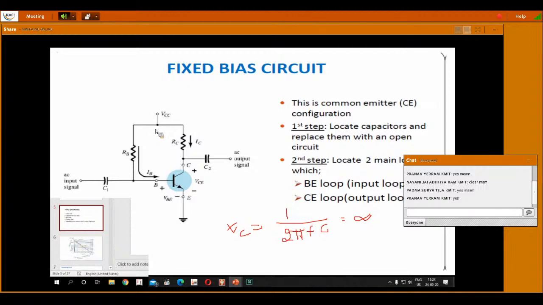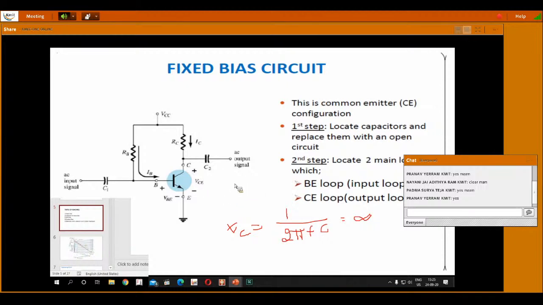So actually, in the last session, when I was explaining the CE amplifier stage, we applied VCC through RC and connected it to the collector terminal. Now in this fixed bias circuit, we have provided an RB resistor, and that RB resistor is also connected to the same VCC. So now we have 2 loops: one is the input loop and the other is the output loop.